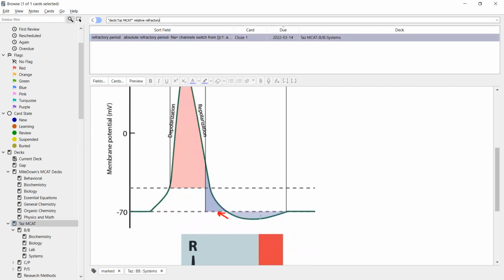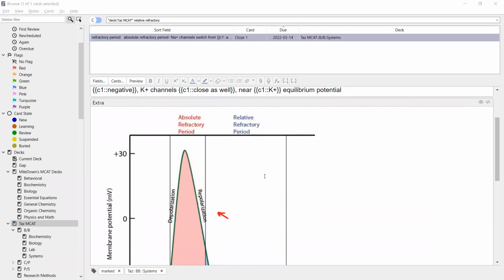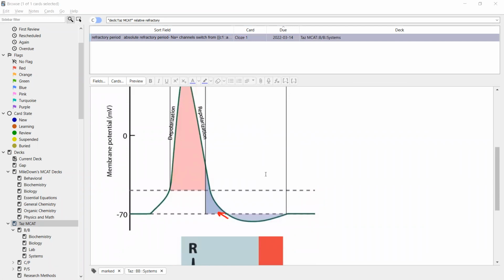During this phase, if there's enough signaling, if there's enough positivity shooting this back up, if you put in enough electricity to shoot this back up, it will shoot back up and you will trigger another action potential. But that's why this is called the relative refractory period, because under normal conditions, whatever electricity you put in here should not be enough.